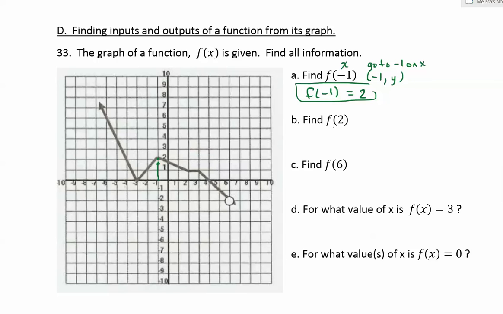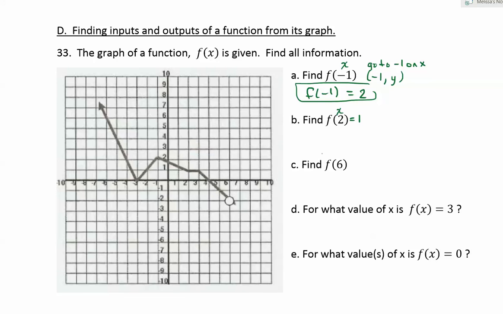Next, we're going to find f of 2. So my x value for this is 2. So go to the x-axis at 2, and we have to go up to hit the graph, and we land at 1. So f of 2 equals 1.